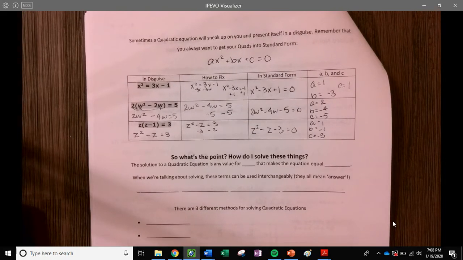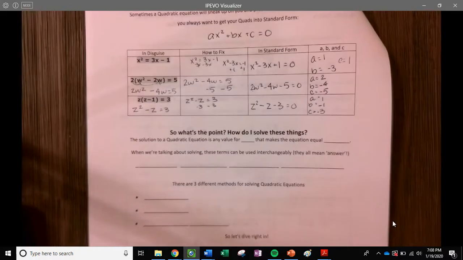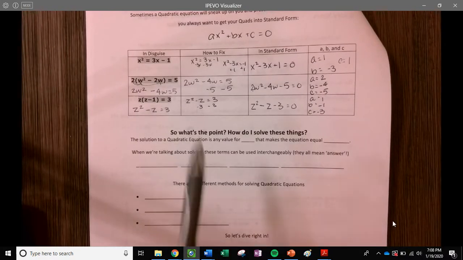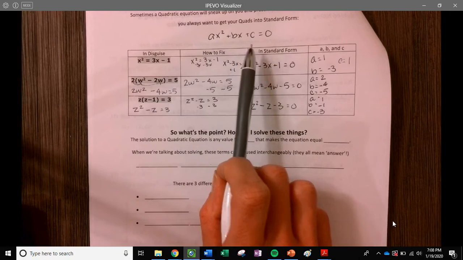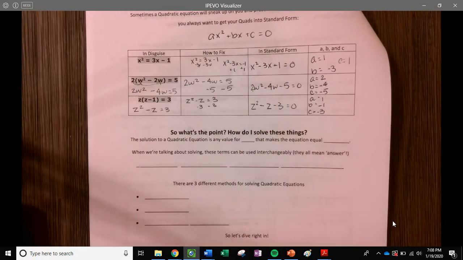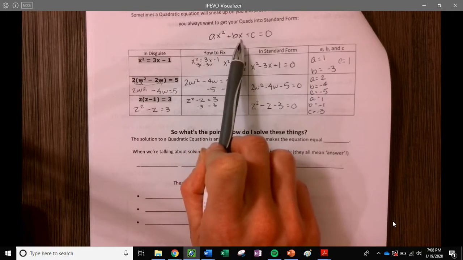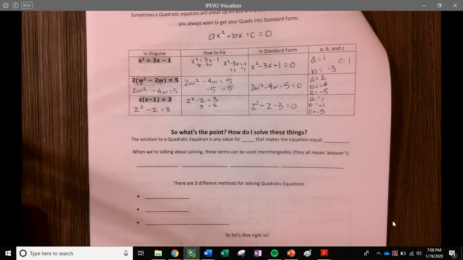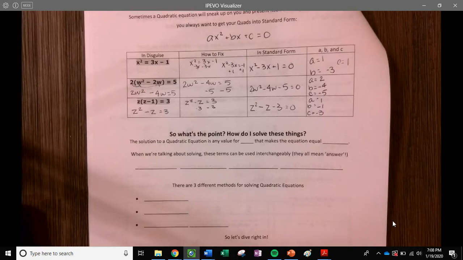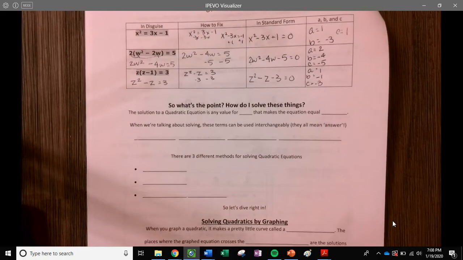Okay, so moving right along, what is the point? How do I solve these things? I understand that I need to have it in standard form, and I've got an equal sign, which means I must be able to solve. I only have one variable here in this equation, and it's x, which means I should be able to figure out what the value of x is. So how do I do it?